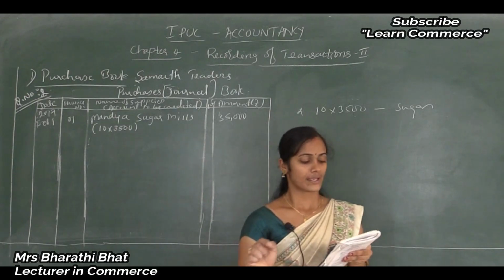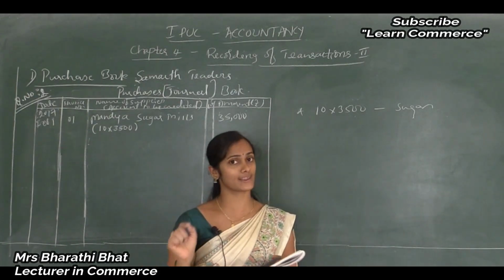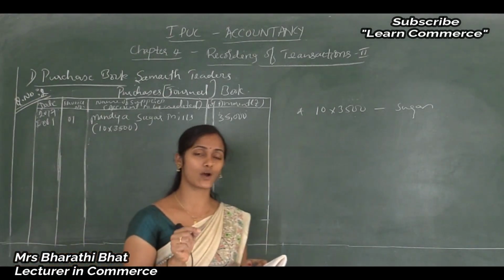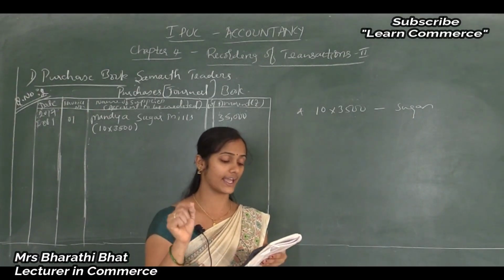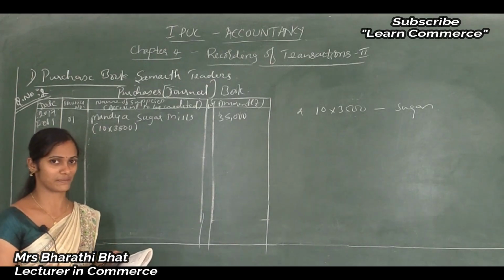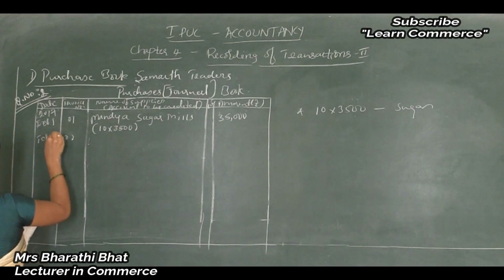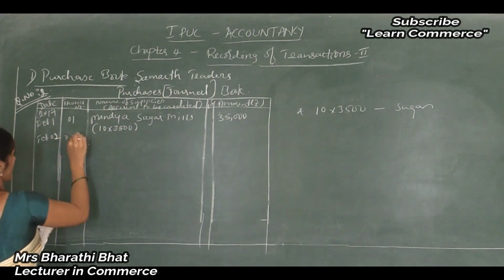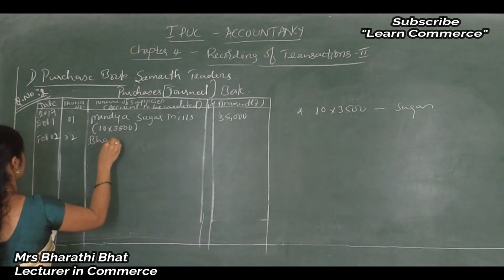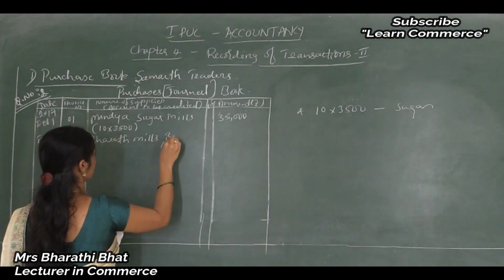Feb 10, bought 25 quintals of rice from Bharat Mills, Belgaum at rupees 3,000 per quintal and allowed 10% discount, and we received 10% discount. So the next one, Feb 2, second one, who is the supplier? Bharat Mills, Belgaum.